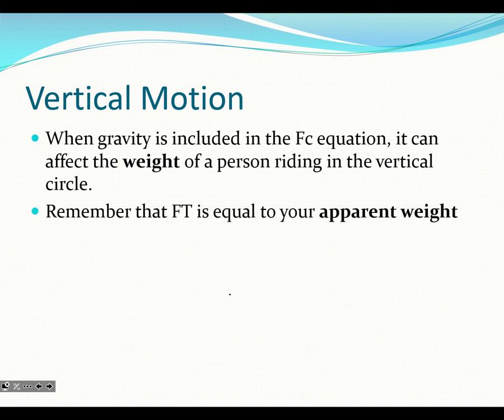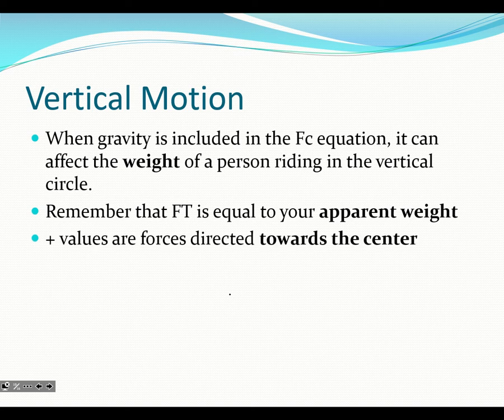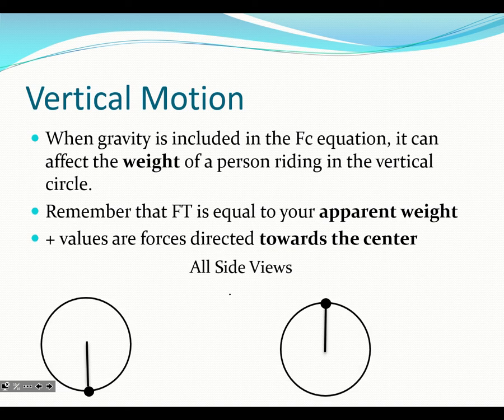So we have to remember that Ft is equal to our apparent weight. We did this in elevator questions. And the positive values are always forces that are directed towards the center of the circle. This is important. So if I just draw on, Ft is towards the center of the circle, and Fg is down. It's too far down. It won't let me go that far. There we go. Fg is downwards. In this situation, because Ft is always towards the center of the circle and Fg is down, they're in the same direction.